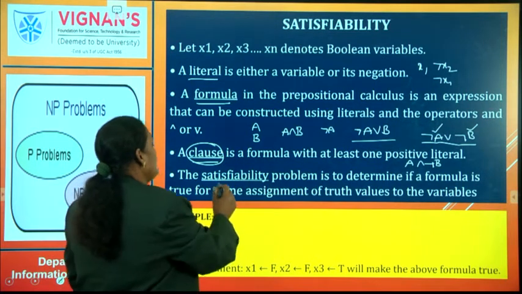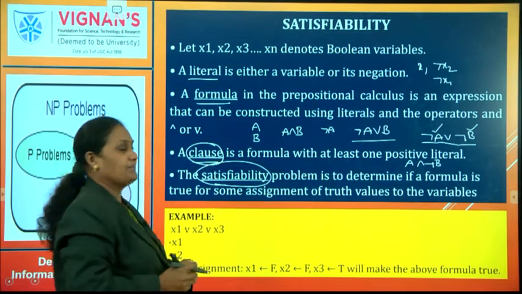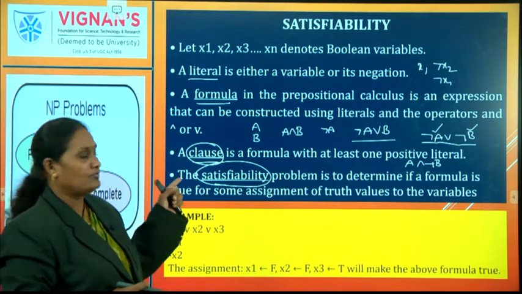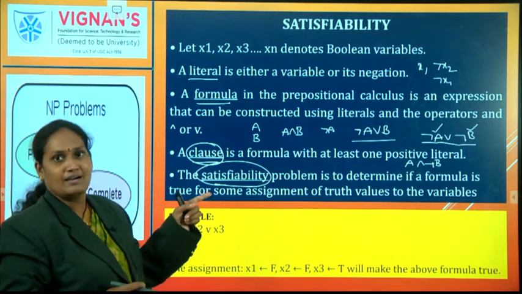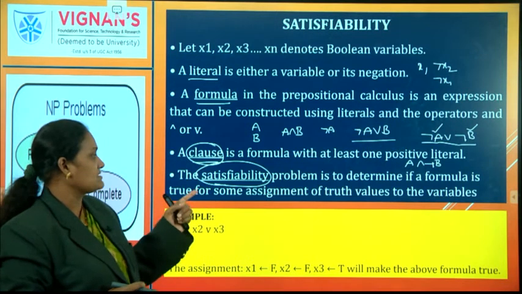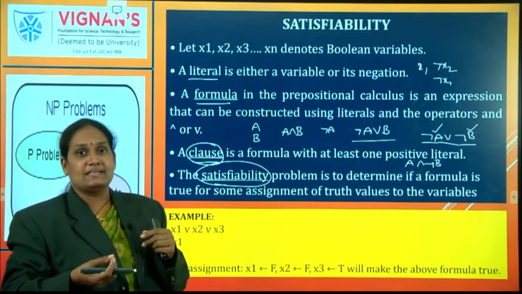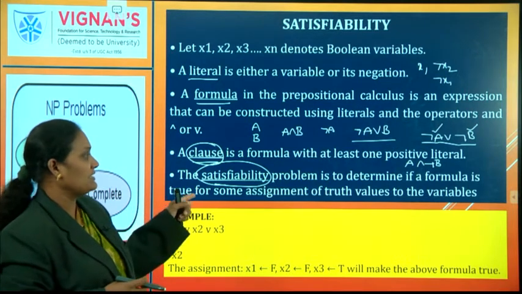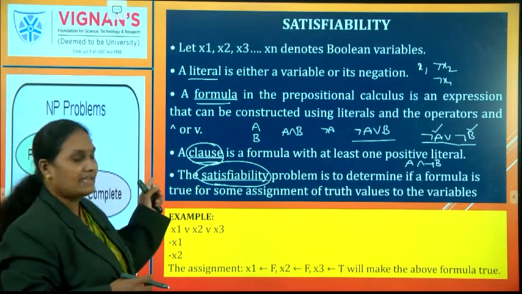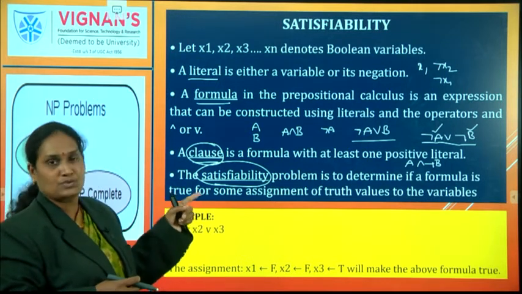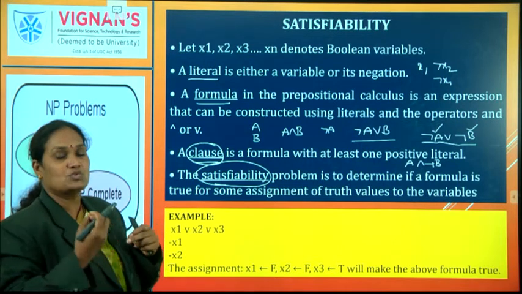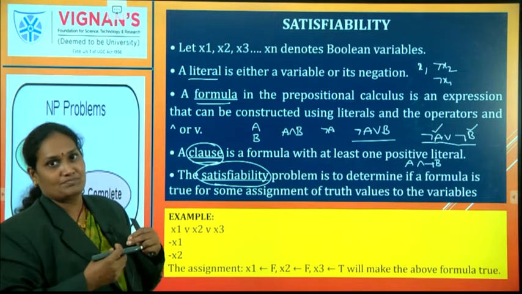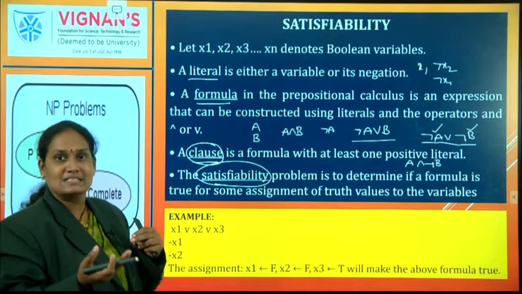What is satisfiability? The satisfiability problem is to determine if a formula is true for some assignment of truth values to the variables. When can we say a formula is satisfiable? If I assign some truth values to the variables present in the formula and that formula becomes true, then we can call that formula satisfiable.